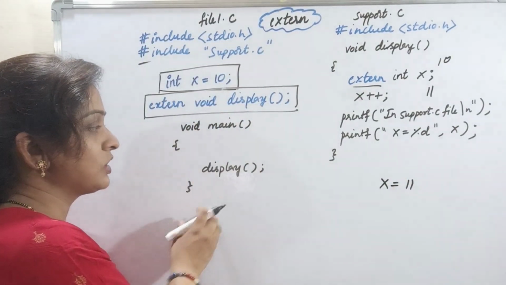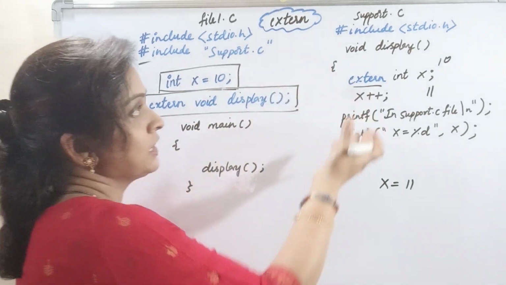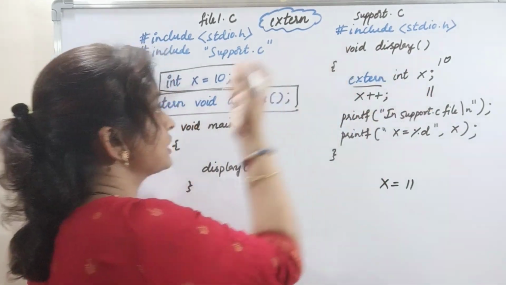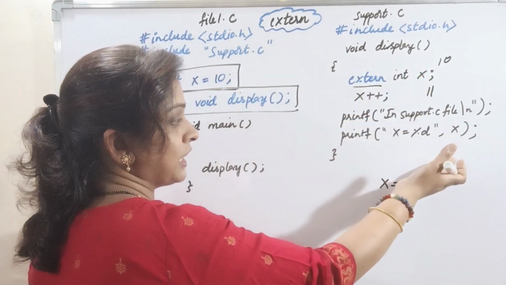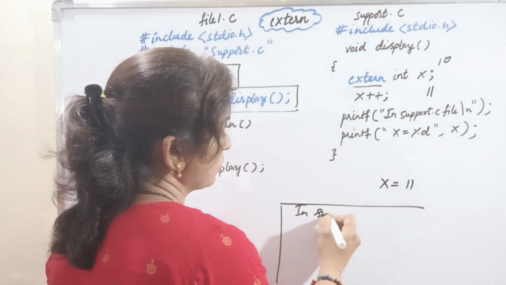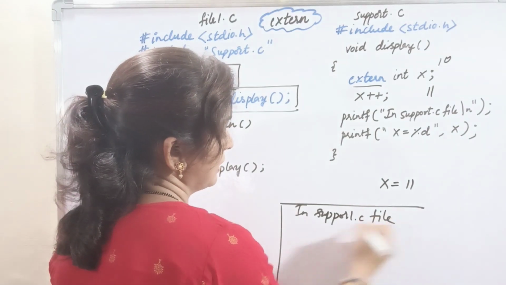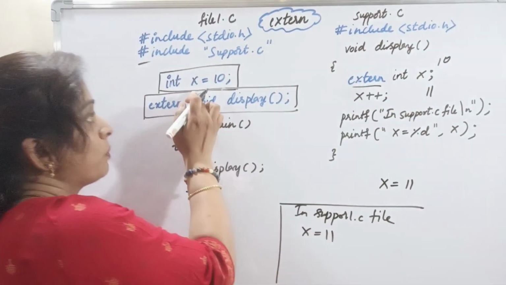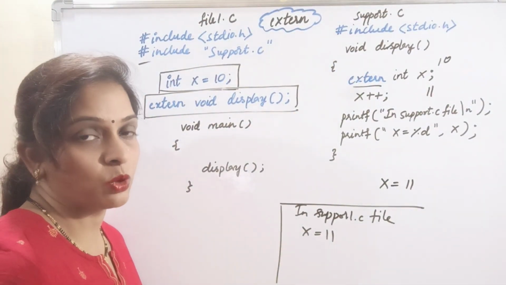So when I come back to this, there is only one line. So I say display function. I went to the support.c file, and there I say access this global data, x is accessed, increment that, print that. So my output will be in the support.c file x equal to 11. See, this is how we access the global data and the global method, that is, global function.